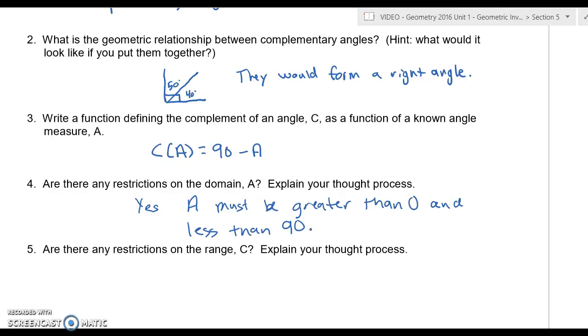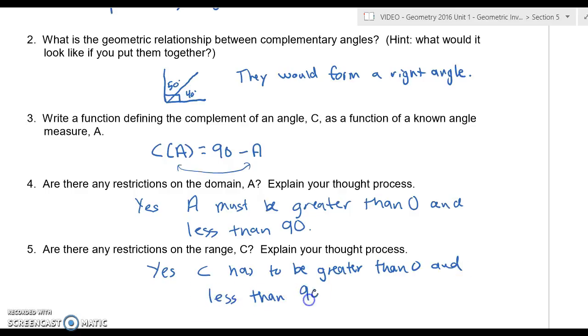Are there restrictions on the range C? Well, so we're looking for kind of the same thing. A complement, whether I pick the angle or its complement, together they have to add up to 90 degrees. If I flip-flop these guys right here, I should have the same restrictions on the outputs. So, yeah, there are restrictions on the range. And C has to be greater than 0 and less than 90. So same restrictions we had on angle A.